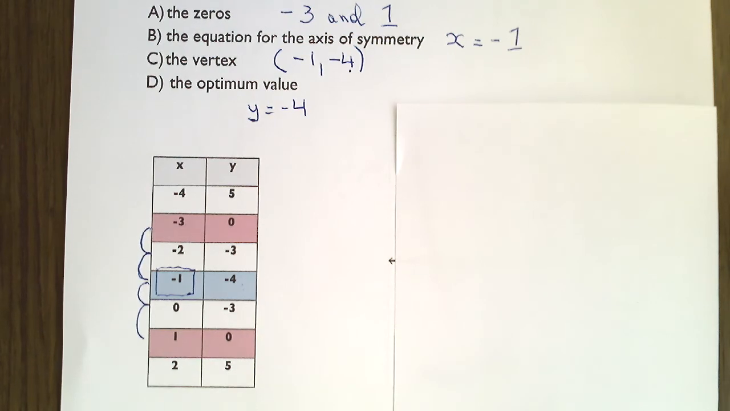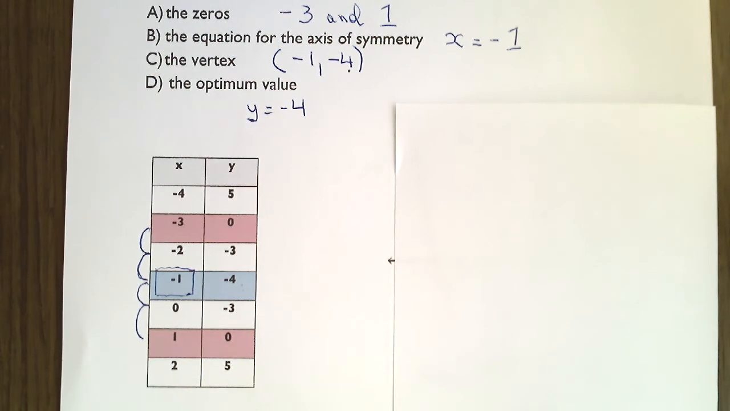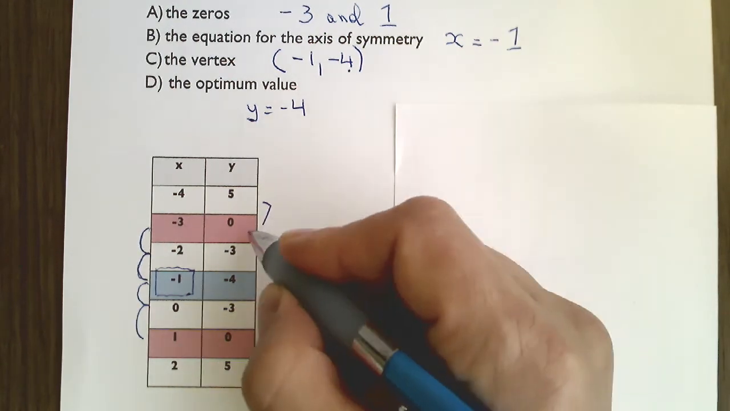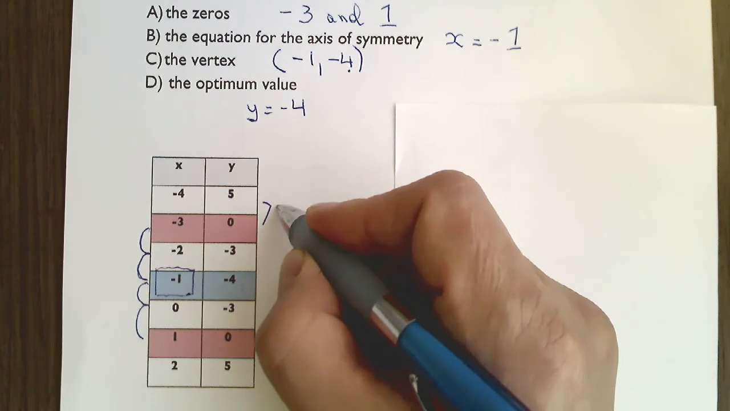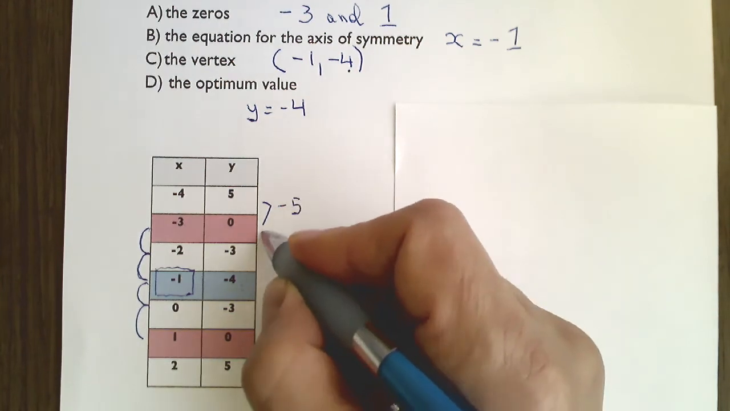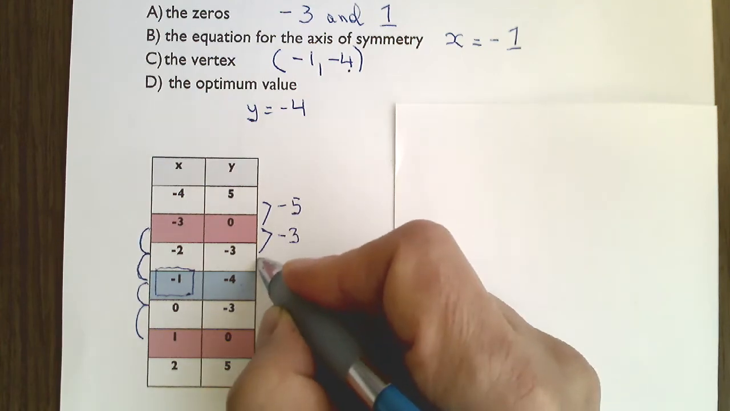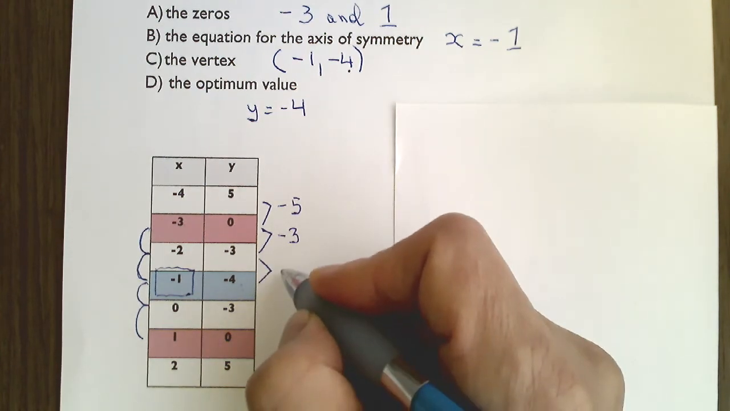You also learned that if the second differences are positive, therefore the parabola opens up, and that will give me the minimum value. And if the second differences are negative, the parabola opens down, and that will give me the maximum value. So I basically have to find the second differences. But before that, I have to find the first differences. So 0 minus 5 is -5. Between 0 and -3 is going to be -3. Between -3 and -4 is going to be -1.